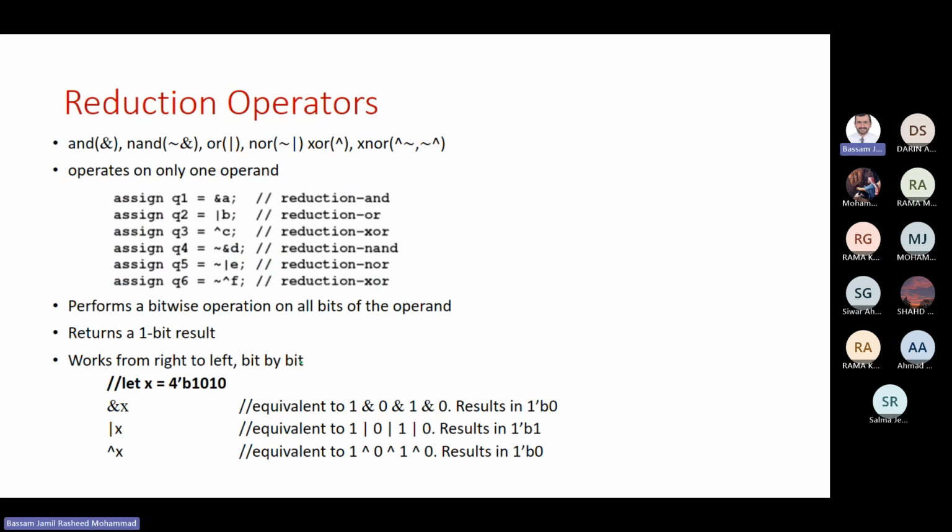Now, a reduction operator takes the value of multiple bits and applies an AND, or an OR, because it takes multiple bits and generates one bit. We call them reduction operators. So how do I do an AND on, let's say, a bus?